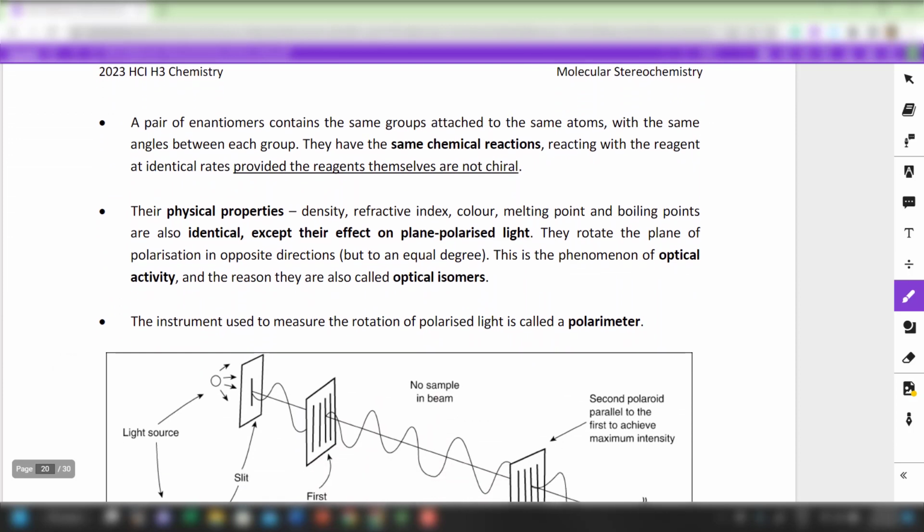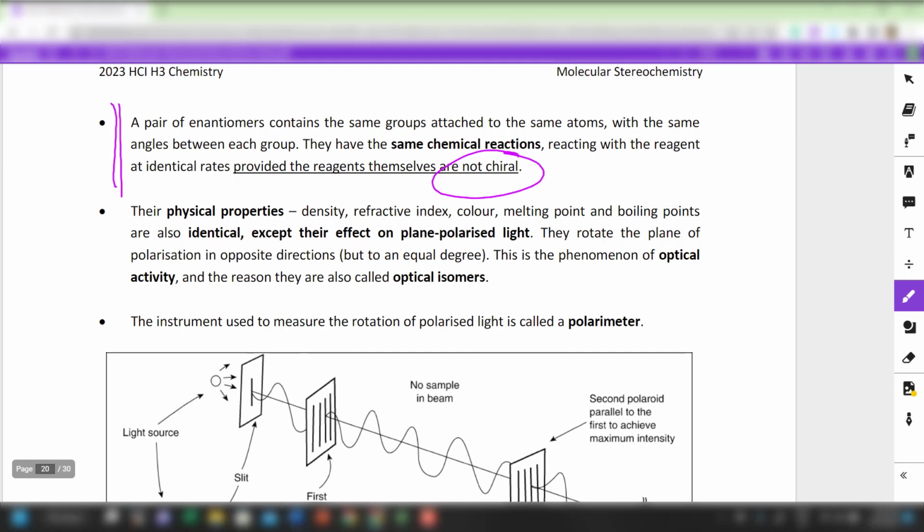You have learned this in H2 as well. A pair of enantiomers usually undergo the same kind of chemical reactions, provided that the reagents are non-chiral. I think this is not mentioned in H2. You might want to be aware of it because in H3 you might encounter this term known as asymmetric synthesis, where we are trying to make molecules that have multiple chiral centers. Sometimes we use a chiral reagent or a chiral catalyst in order to create new chiral centers.